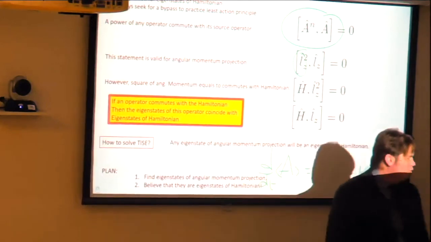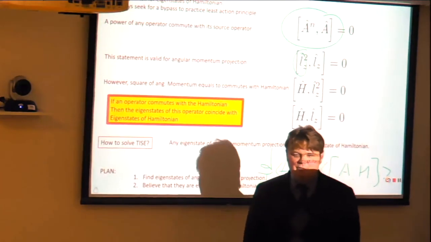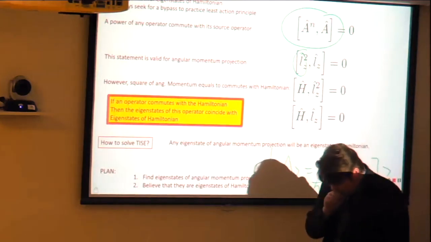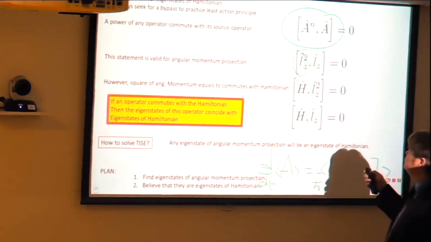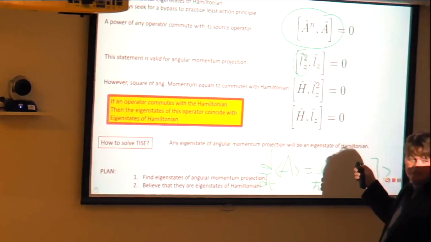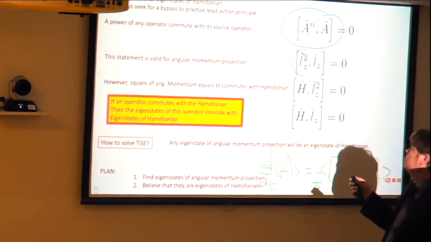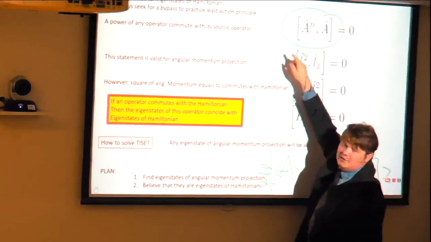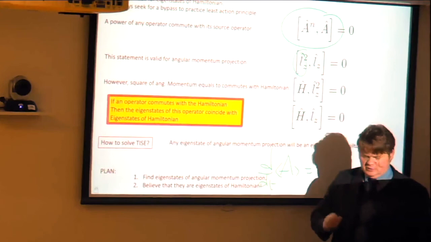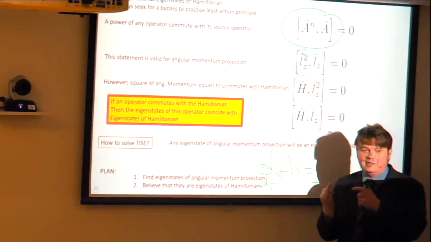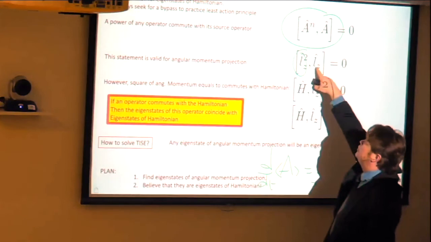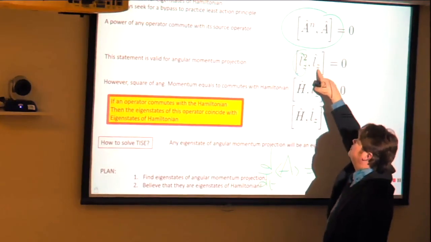If you have an operator in the power m, then these two things will commute. Like if it is x, and this will be x squared, then x times x squared minus x squared times x equals 0. If it is L sub z, the z projection of angular momentum, then L z squared and L z will also commute.